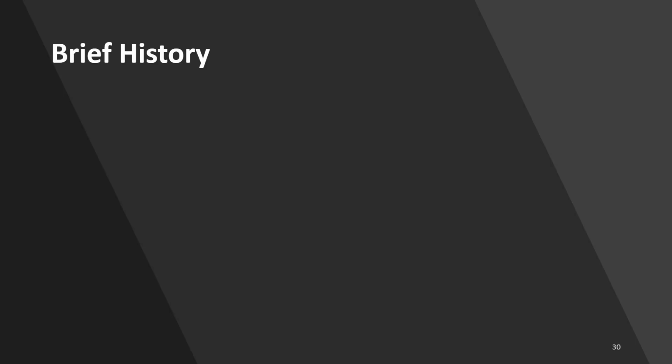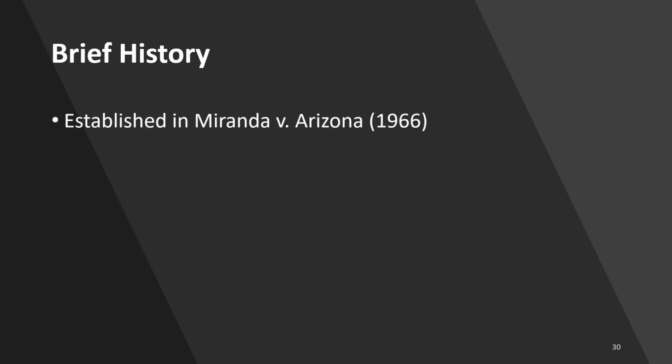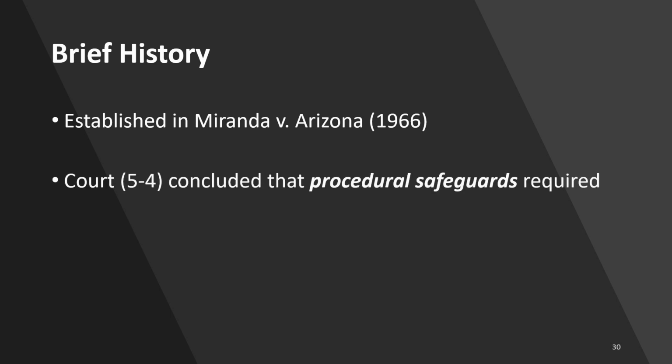So, brief history of Miranda. Basically, this was a set of procedural rights established in the case of Miranda v. Arizona in 1966. And it was a decision that was relatively contentious. It was a 5-4 decision, so 5 people for and 4 people against. But a majority of the court concluded that there was a need for procedural safeguards when people interacted with the law and were detained for questioning.